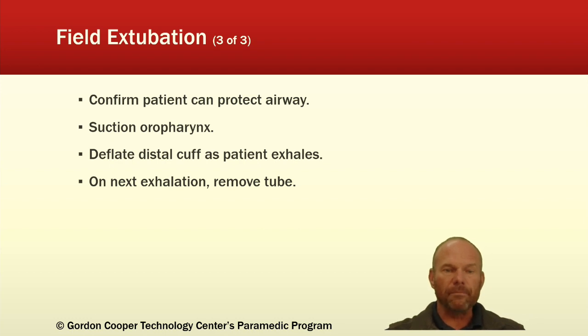So confirm airway protection. Before proceeding, verify that the patient can protect their own airway, including handling secretions and maintaining spontaneous breathing. Suction the oropharynx to clear the secretions and reduce aspiration risk. Deflate the cuff. As the patient begins to exhale, deflate the ET tube's distal cuff. That helps to prevent some accumulated secretions from being aspirated into the lungs. Remove the tube during the next exhalation, in one steady motion, so out it goes really fast.